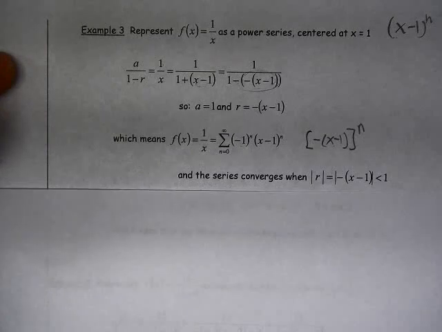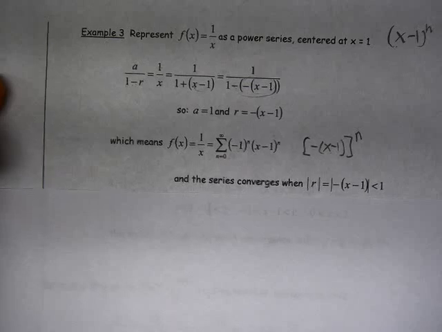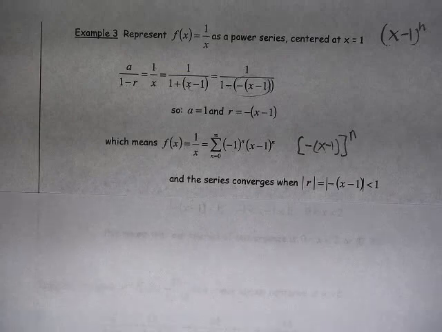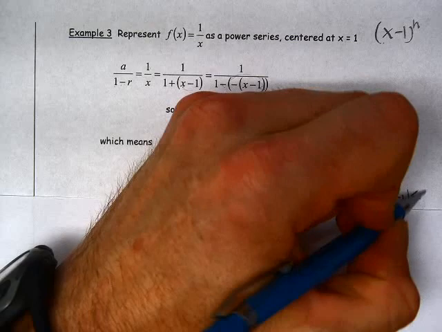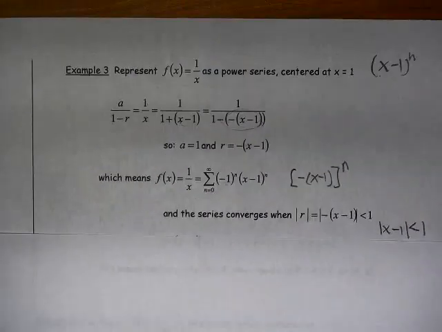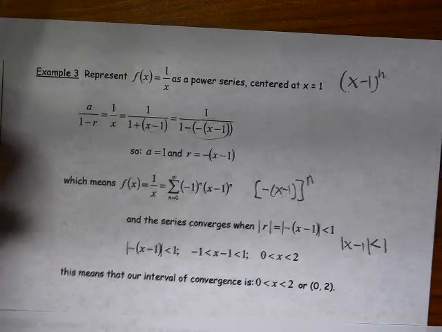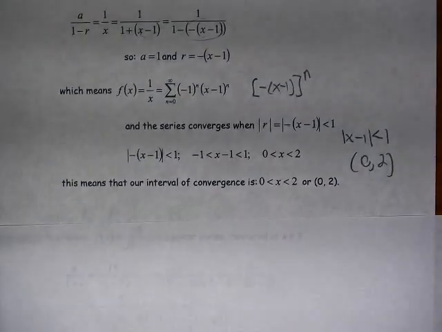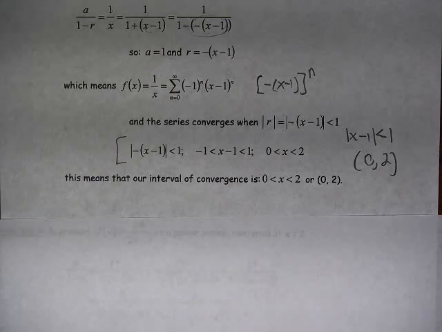Right? But that only converges when the absolute value of r is less than 1. So what we have here is the absolute value of negative x minus 1 is less than 1. So that means the absolute value of x minus 1 is less than 1. All right. So we're centered at 1. Our radius of convergence is 1. So our interval of convergence is going to be from 0 to 2. Right. We can also write it as this inequality here and get to the same place.